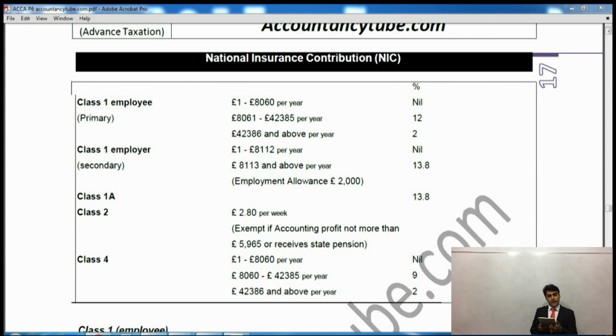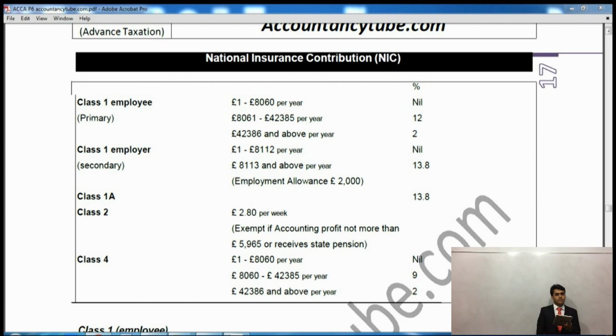Then comes the class 1A. Class 1A, what is it? Class 1A is paid on benefits. The sort of benefits which you get. Say for example, you get the car, you get the scholarships, you get lots and lots of benefits from your employer. You could have accommodation or anything else. So on the benefits which you're getting from your employer, the employer will have to pay the class 1A NI. Right? And it is at the standard rate of 13.5%. There isn't any exemption. Now then comes the class 2.